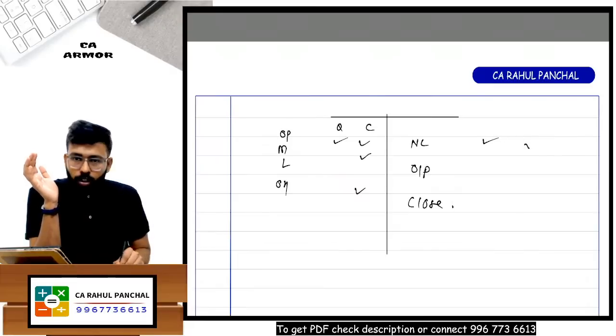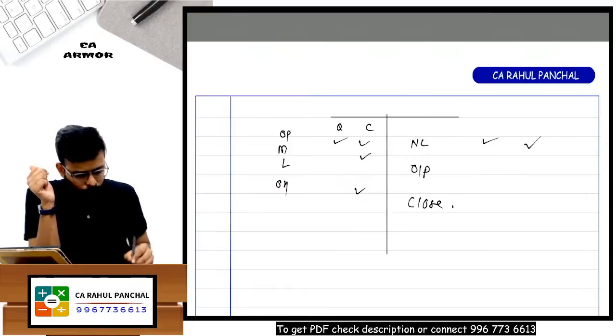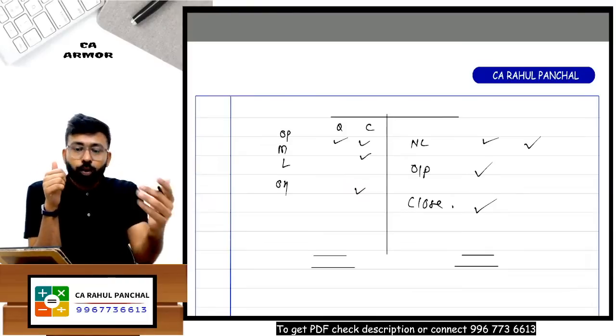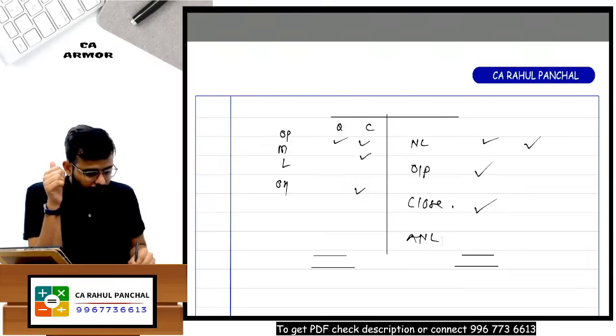Okay, normal loss: you will get the value by multiplying the scrap value. You will get quantity, output will be given, closing WIP will be given. Then you're going to close. Step number 2, you're going to close the quantity column. Once you get that, if the balancing figure is on the debit side, it is abnormal loss; if it is on the credit side, it will be abnormal gain.